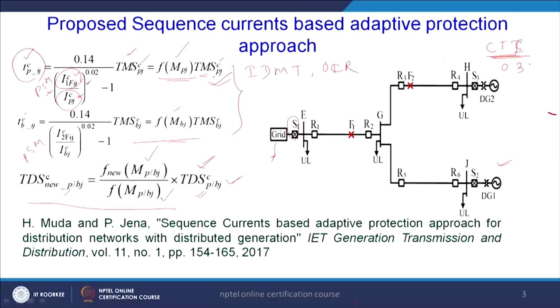What is this miscoordination? It may happen that the backup relay will operate before the primary relay. That is one point. And second is that it may also happen that the backup relay will operate too late. Let us say the CTI, the desired time of operation, is 0.3 second to 0.5 second. Now, let us say this time of operation exceeds to 0.8, 0.9 or sometimes 1 second, and that time of operation is too late. That is why in that way also the miscoordination will take place between the primary and backup overcurrent relay.